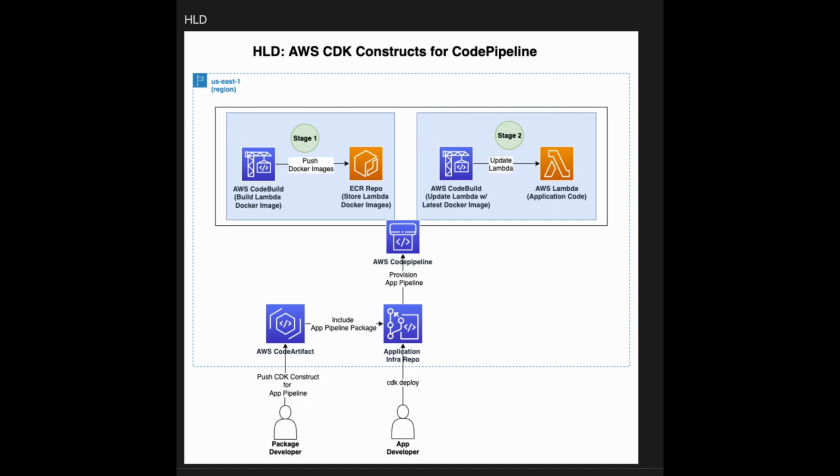CDK has a feature called CDK Constructs. I'm going to put a reference link in the description box for information, but this is how it works. And here is a high-level design document for it. So let's say you want to publish infrastructure as code for your Lambda pipeline. That takes care of the following things. One, it builds your Docker image and then publishes that Docker image to an ECR repo. Let's say that's stage one. In stage two, you take the same published Docker image and update your Lambda function. That's it. So this is a two-stage pipeline.